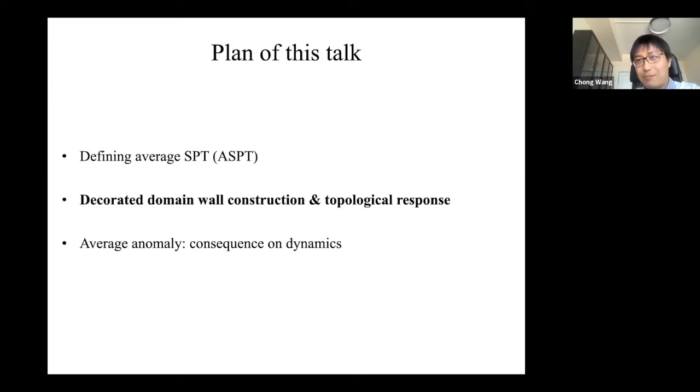Before I go on to actually construct some non-trivial examples and some further understanding, is there a question about the first part? All right, so then let me continue.